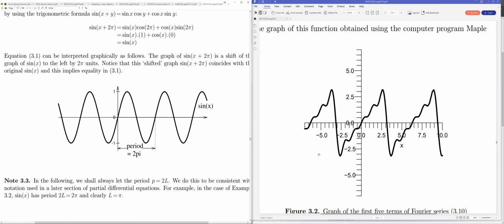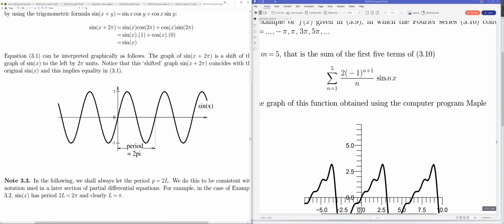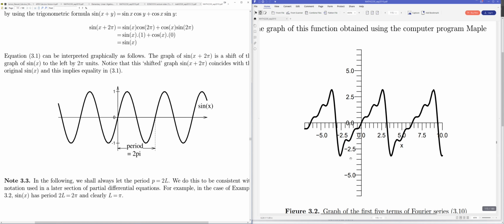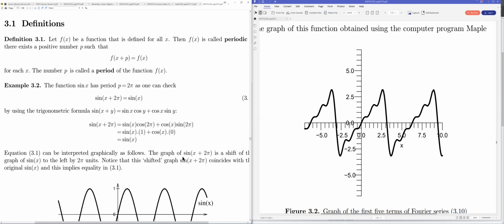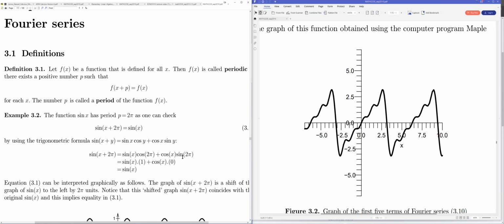Sine of x is periodic. This function over here, the sum of sinusoidals, is also periodic. And you can see the periodic behavior by looking at the graph, but we want a more formal way to see that a function is periodic.